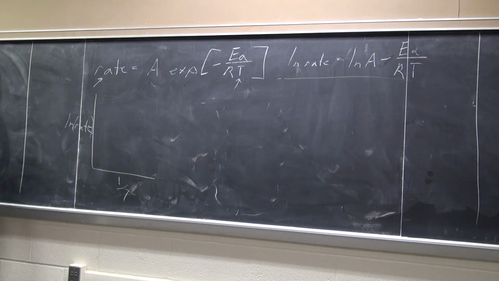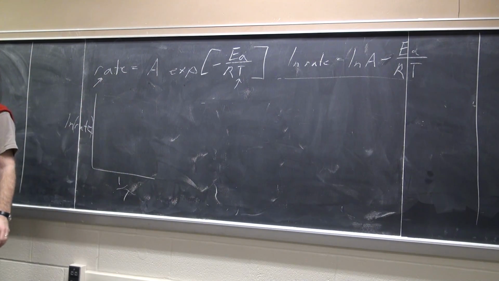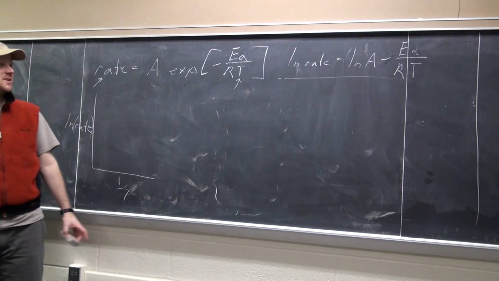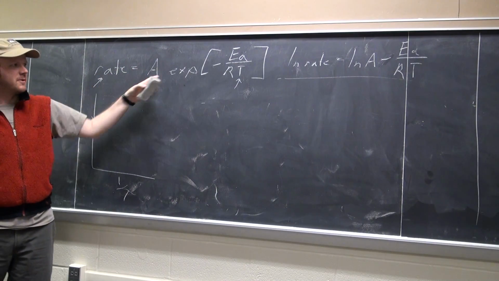Does anyone not know how to linearize the Arrhenius equation? Very important, because I could perhaps even give you a different form of this equation on the exam. You would have to linearize it. So figuring out, okay, how do I get rid of that exponential? What do I do with this?